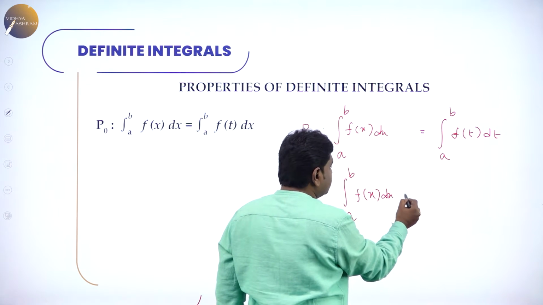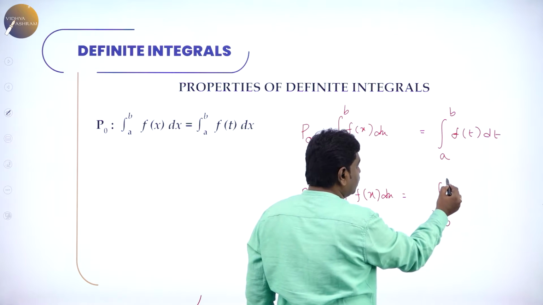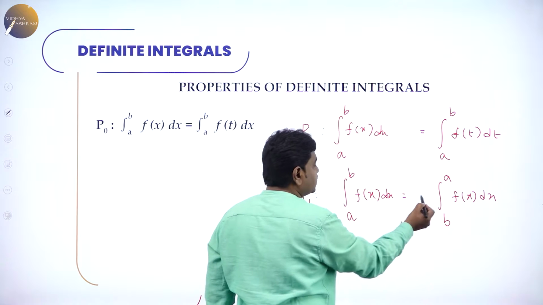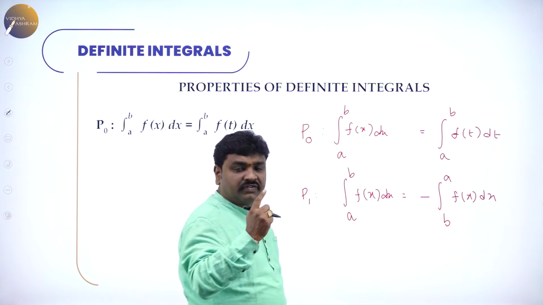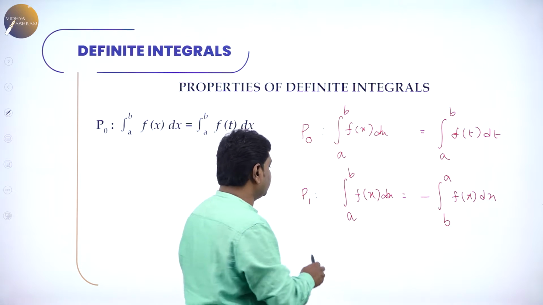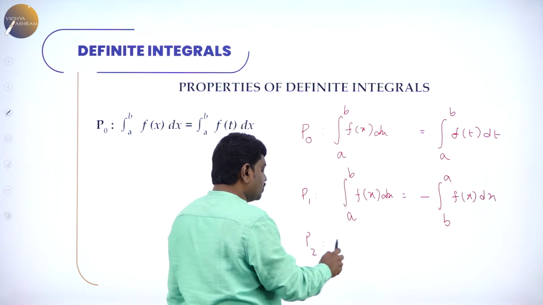You can write it as b to a. Instead of a to b, you can write b to a f of x dx. So when you interchange the limits, the sign changes. The integral of a to b f of x dx can be written as minus the integral of b to a f of x dx. And P2, what is P2?